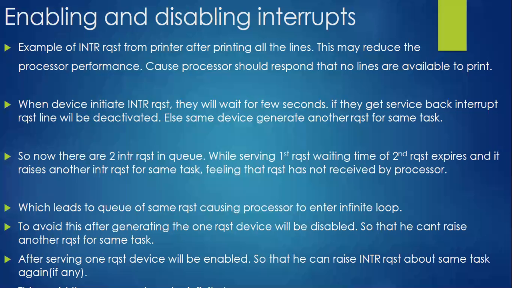Now, enabling and disabling interrupt. We'll go for one example: an interrupt request from a printer after printing all the lines. Feel that we have a PDF or MS Office file consisting of a total of 1000 lines. The user wants to print the content, so he will go to the file option, then go for print. Then automatically the printer will start receiving the content from the system.